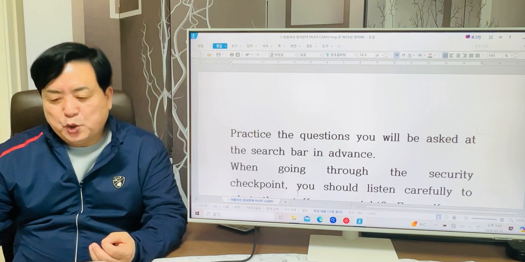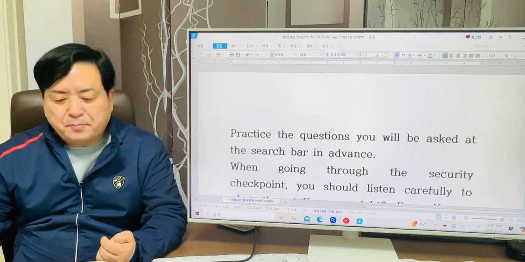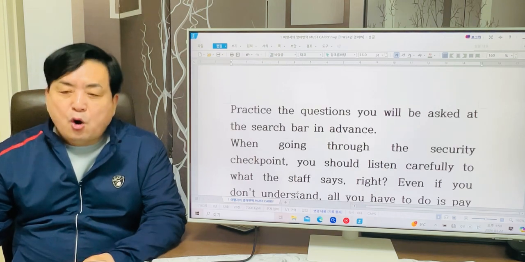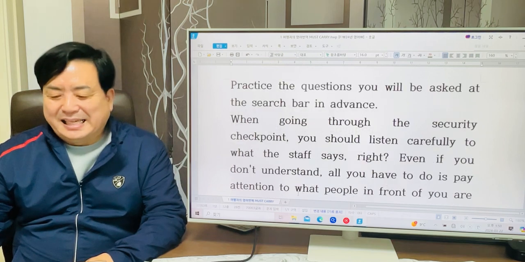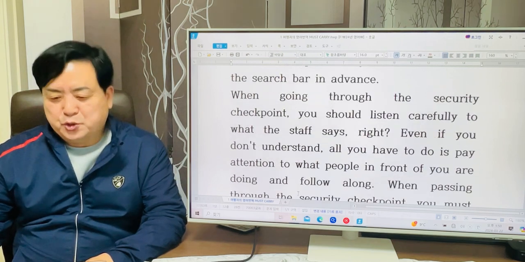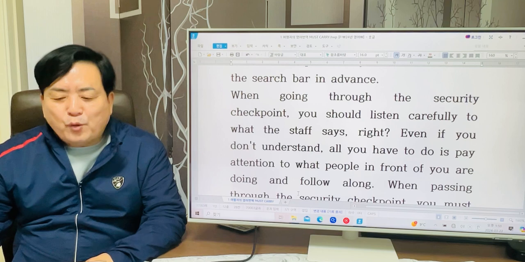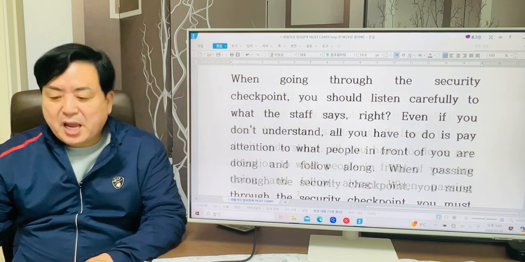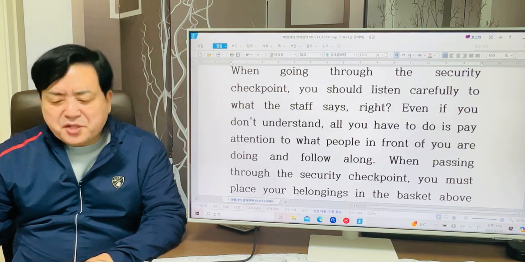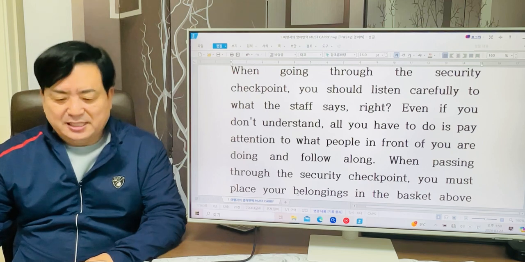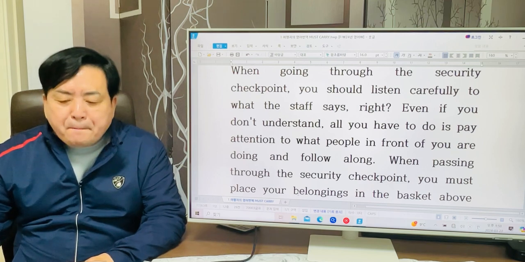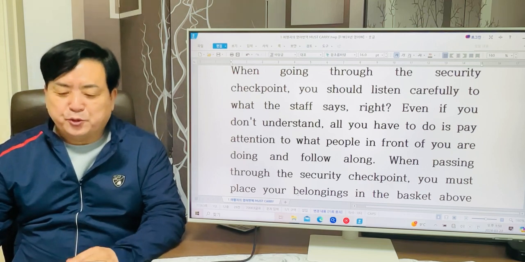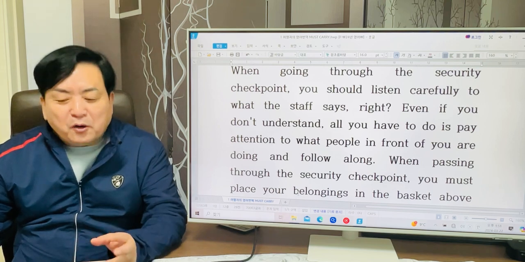Practice the questions you will be asked at the search bar in advance. When going through the security checkpoint, you should listen carefully to what the staff says. Even if you don't understand, all you have to do is pay attention to what people in front of you are doing and follow along.